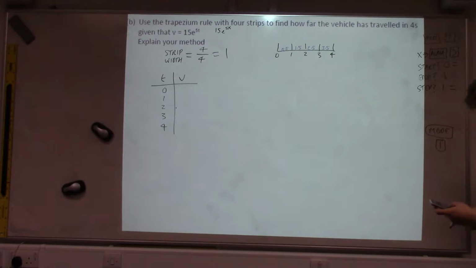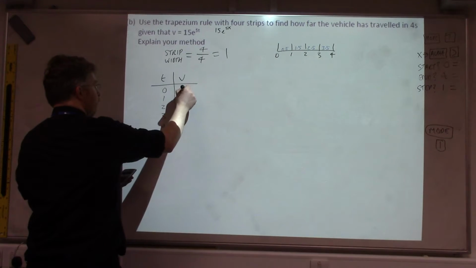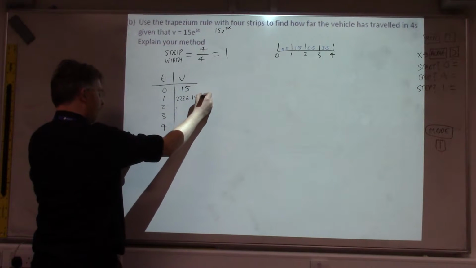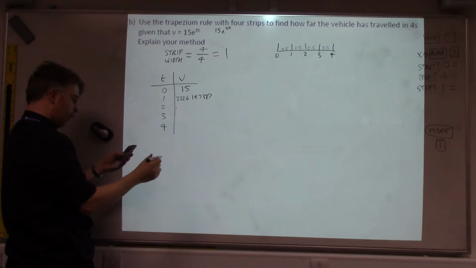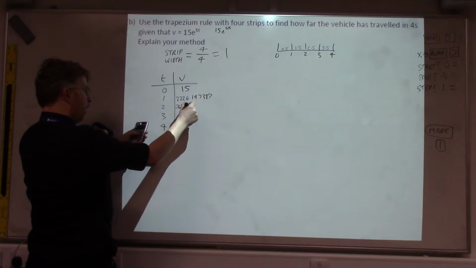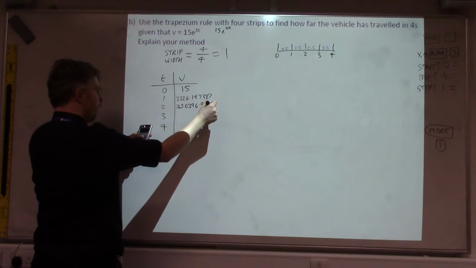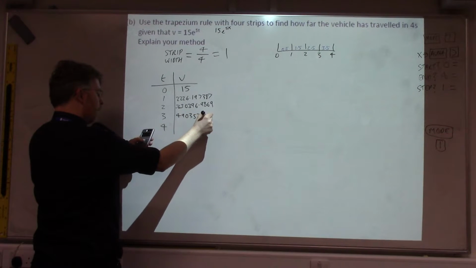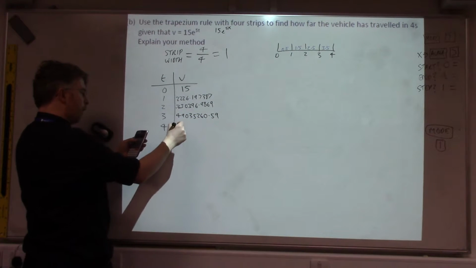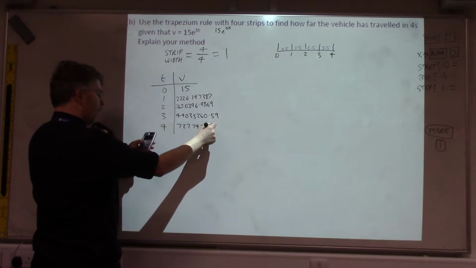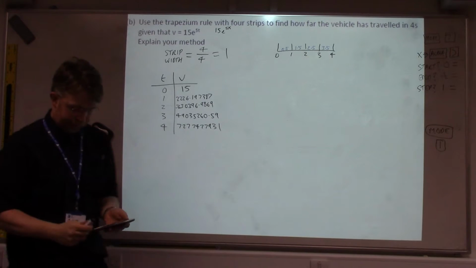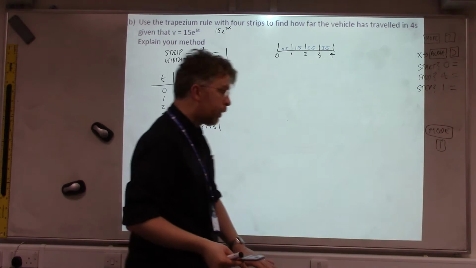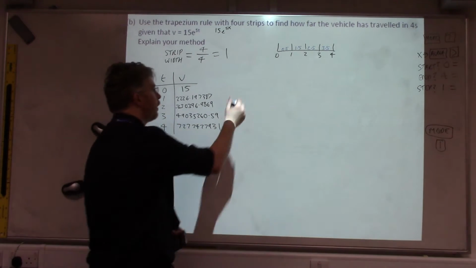So we get our table: 0 gives us 15, 1 gives us 2226.197387, 2 gives us 330396.9869, 3 gives us 4903520.59, and 4 gives us 72774779331. Mode 1 for calculation mode, and then we need to use the trapezium rule formula.